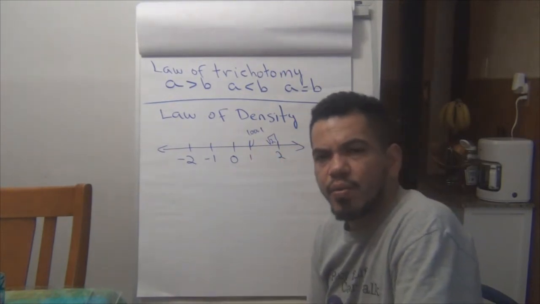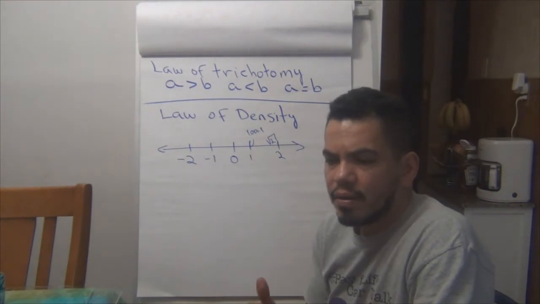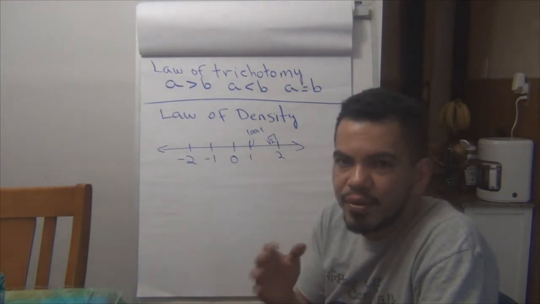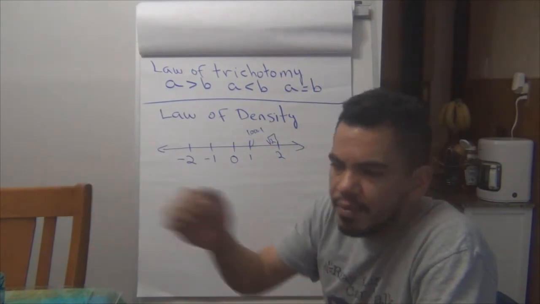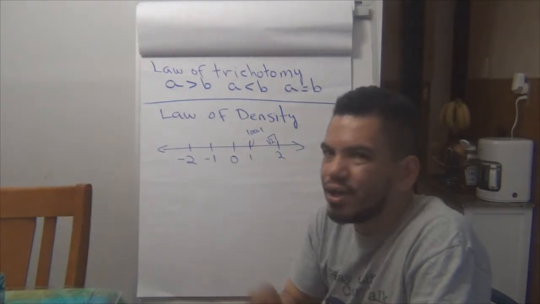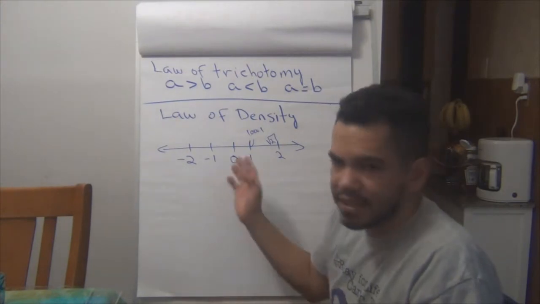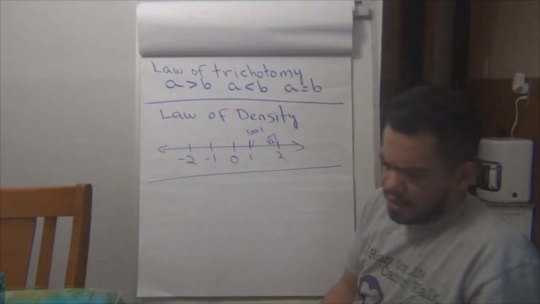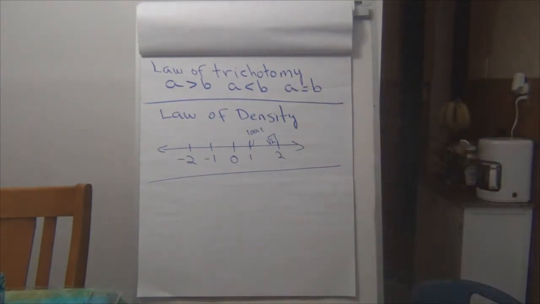Imagine if I was to ask you how many numbers are between 0.1 and 0.2. Still 0.1000001, 0.1000002. So forget it. It's like that. So that is the law of density. Okay? Anything else that I need to go over?